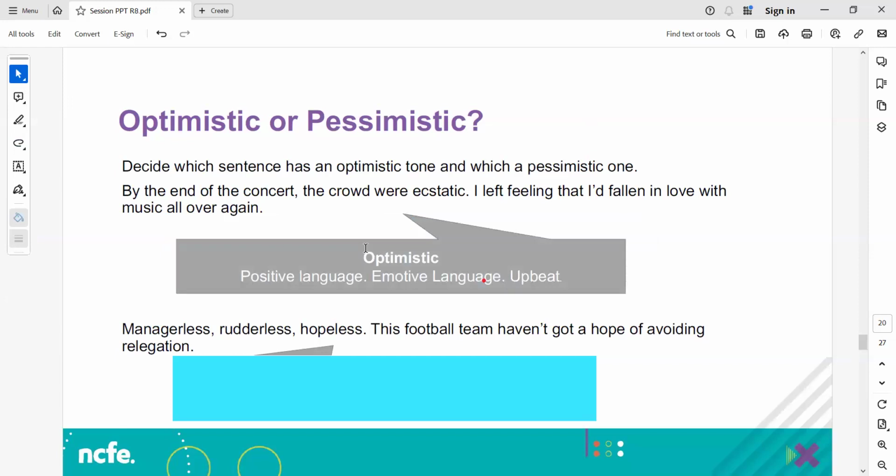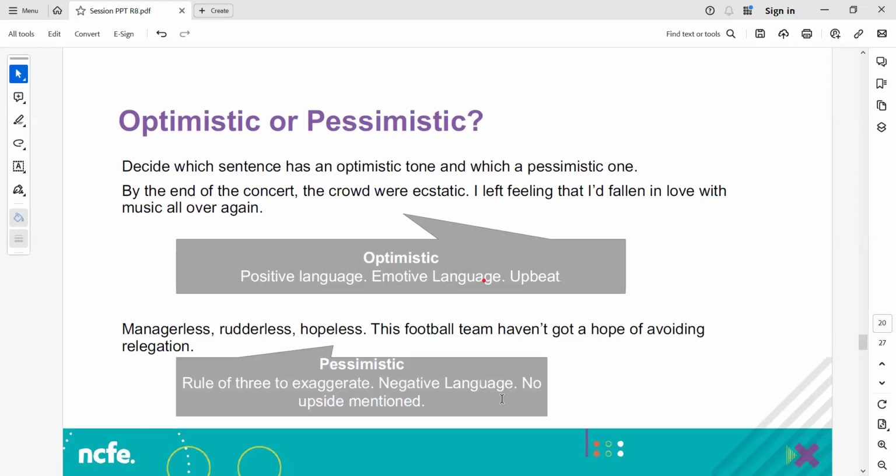It's got positive language, emotive language. The crowd were ecstatic. I'd fallen in love. It's upbeat. And so that means the second sentence is pessimistic. What tells us it's pessimistic? Nothing positive. Hopelessness. Yeah, so the language used, negative language, good. The exaggeration, the rule of three, managerless, rudderless, hopeless, and there's no upside mentioned. Good.